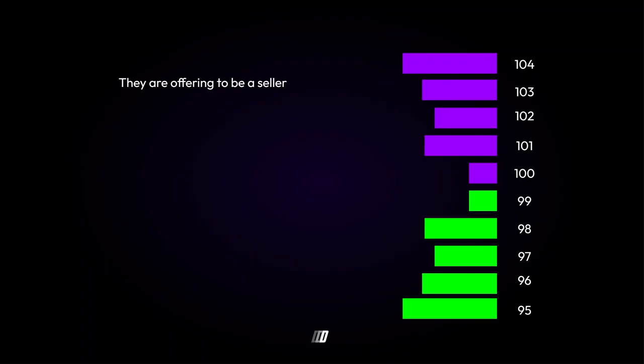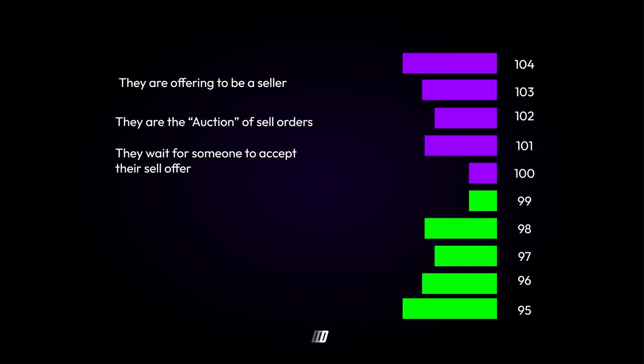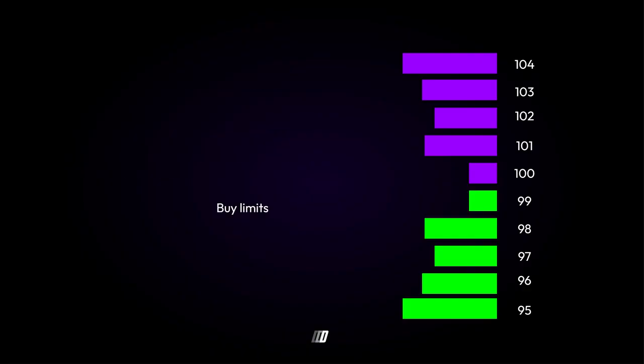And these are basically just offering to be a seller. Okay, they're saying, hey, if you want, I'm selling at this price. They are the auction of sell orders, the sell paintings of the auction. And they wait for someone to accept their sell offers. Just like when you place a sell limit, you wait for the market to reach your level and fill you, right? Below here, same thing, you have buy limits, passive buyers, also known as the bids.